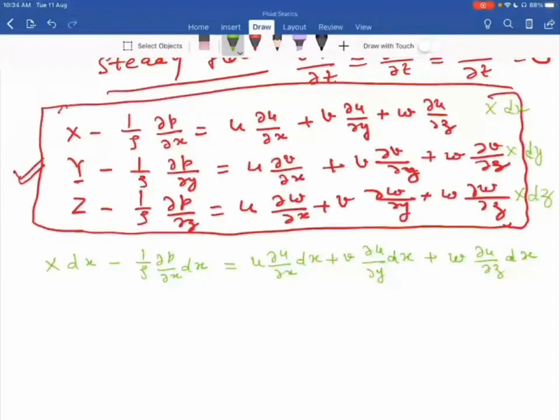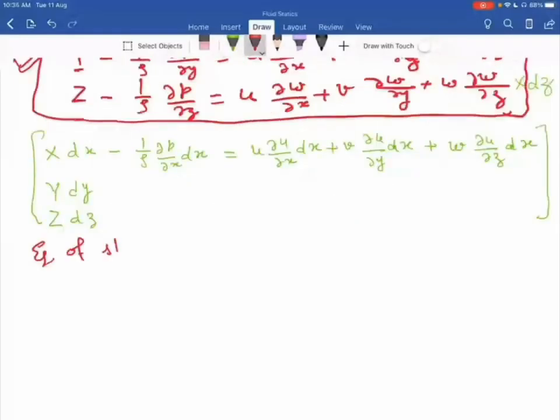ठीक है ना, अब तीन इक्वेशन आपके पास आएंगी, you can write for Y dy and then for Z dz. ठीक है, वो आप लिख सकते हो यहाँ से आप. ठीक है, now as our element is very small, इसमें पहले भी बात करी है that our fluid element is a very small element and that is just like a point.